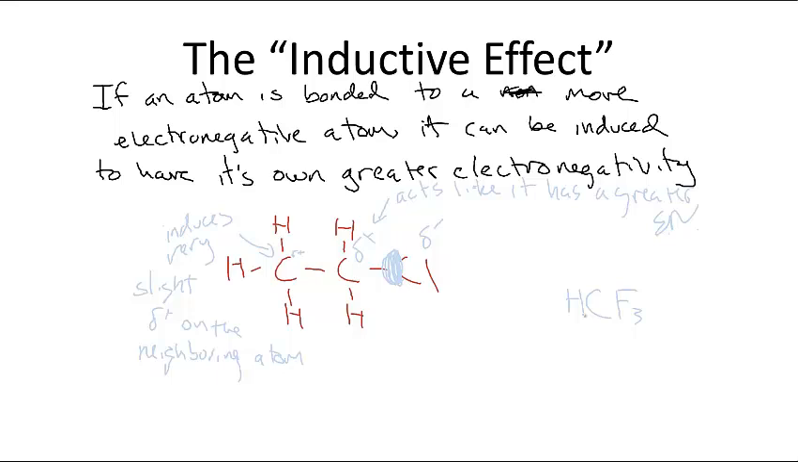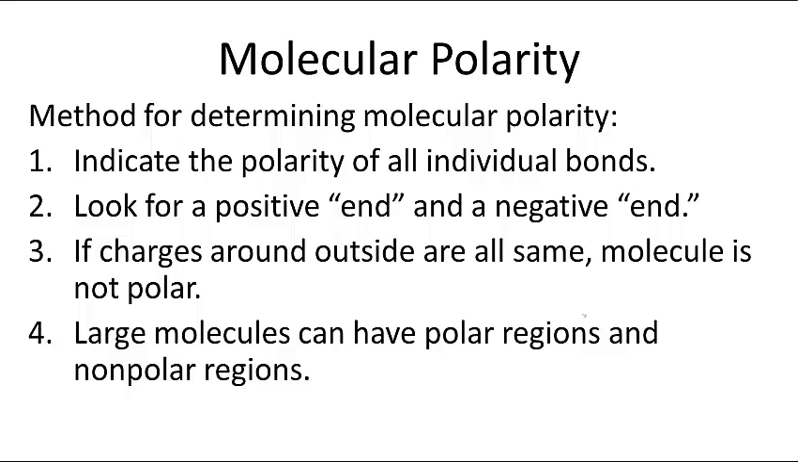All right. Okay. So molecular polarity. If we want to look at the overall polarity of a molecule, we have a method for doing that. You want to indicate the polarity of all individual bonds. Then you just look for a positive end and a negative end. All you're looking for is a lack of symmetry, or asymmetry. That's what you're looking for. If the charges around the outside are all the same, the molecule is not polar.